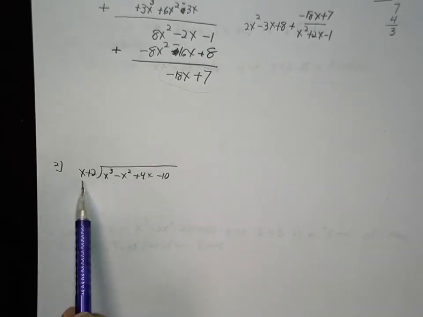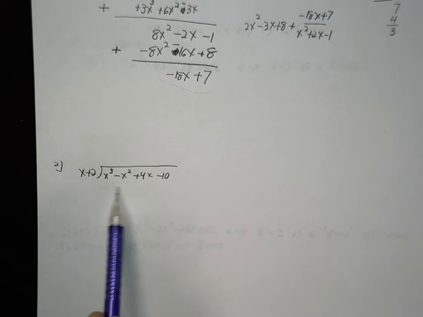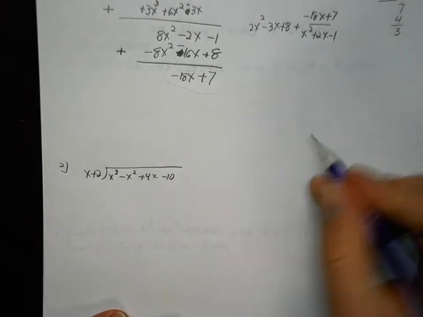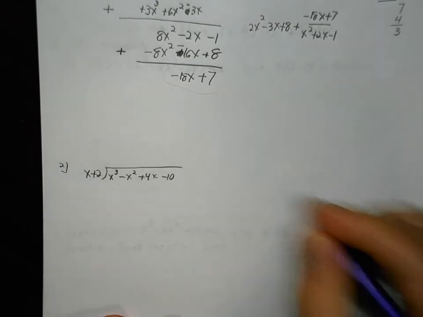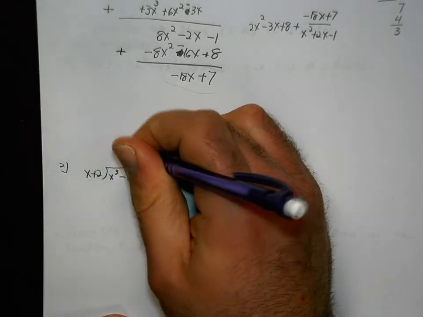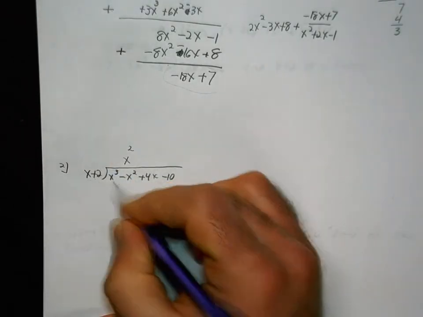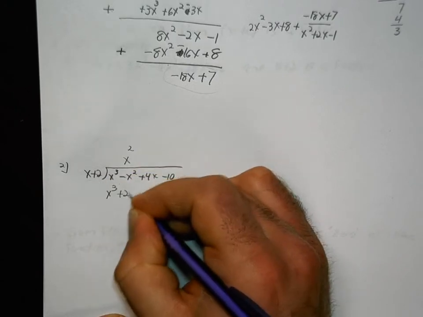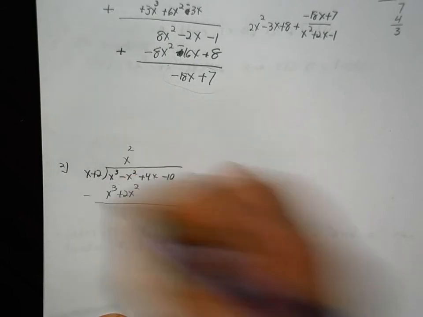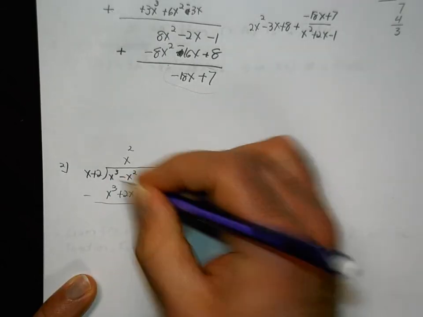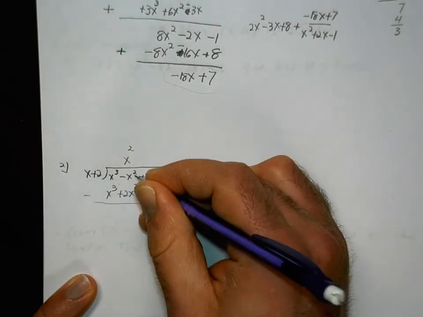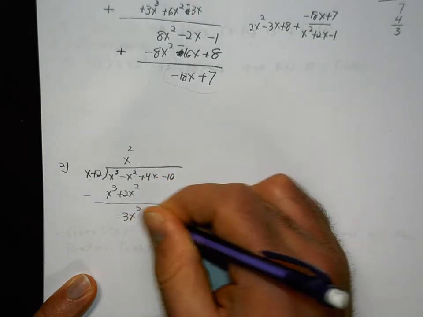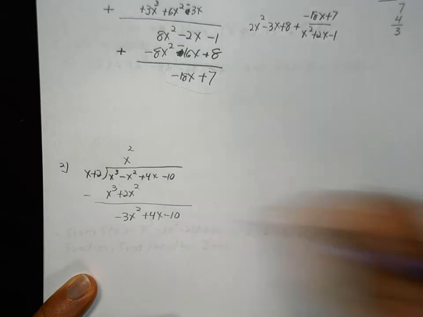Now I'm just dividing a binomial into this term here with a cubed in it. Okay? So the x goes into x cubed, x squared times. Multiply, I get x cubed plus 2x squared. I'm going to subtract. So that's going to be this minus this is negative 3x squared. Bring the 4x minus 10 down.